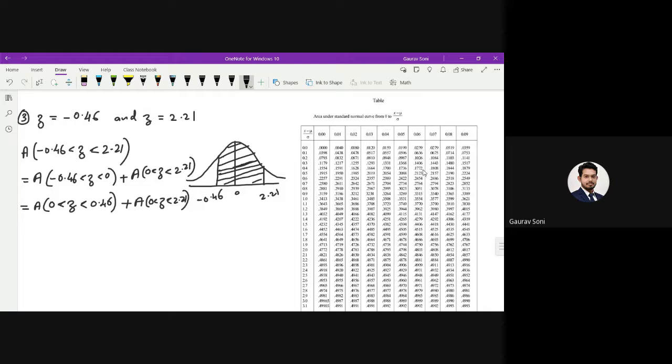0.46 gives 0.1772, plus 2.21 gives 0.4865. So the sum is 0.6637. Fourth one.